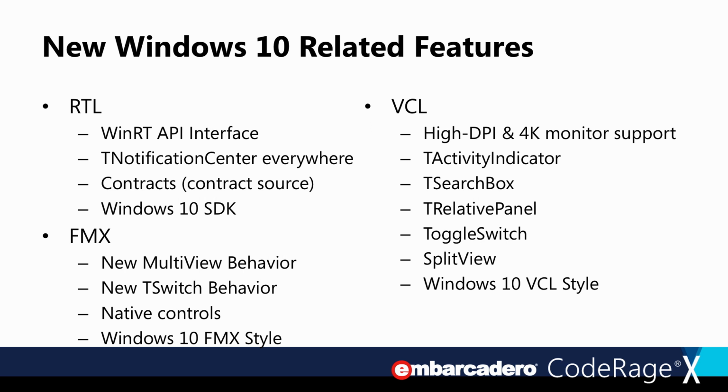On the RTL, we have WinRT API interfaces for a number of WinRT classes. We also have the TNotificationCenter component, which is now available across all platforms. Contract sources, allowing your application to share data with other applications. Notably under FireMonkey, we have new MultiView behavior and new TSplitView behavior, as well as the ability to render with native controls. On VCL, we've got high DPI and 4K monitor support and a bunch of new controls: the activity indicator, search box, relative panel, switch view, split view. Both FireMonkey and VCL also have new Windows 10 styles.